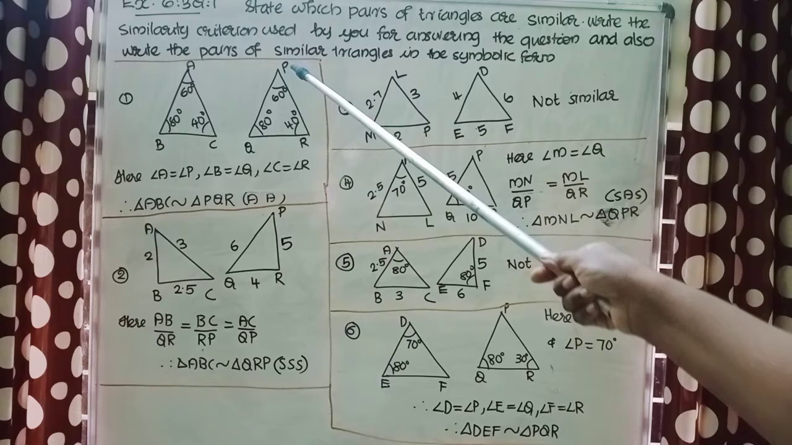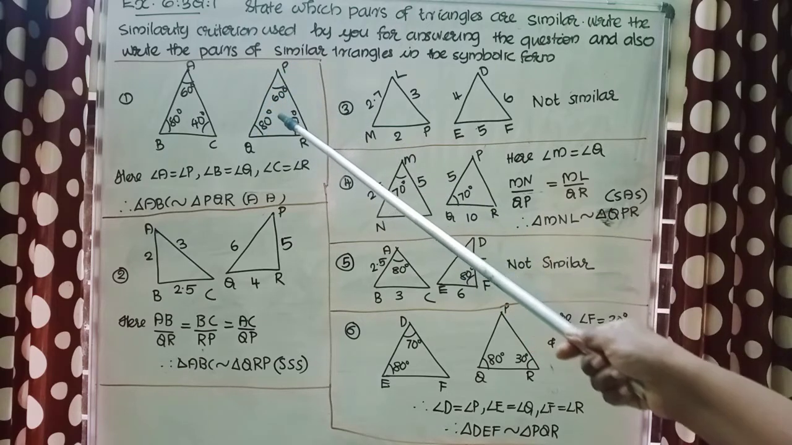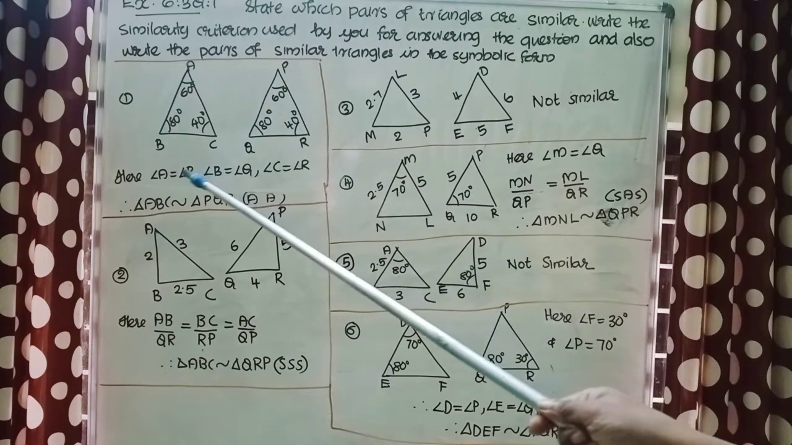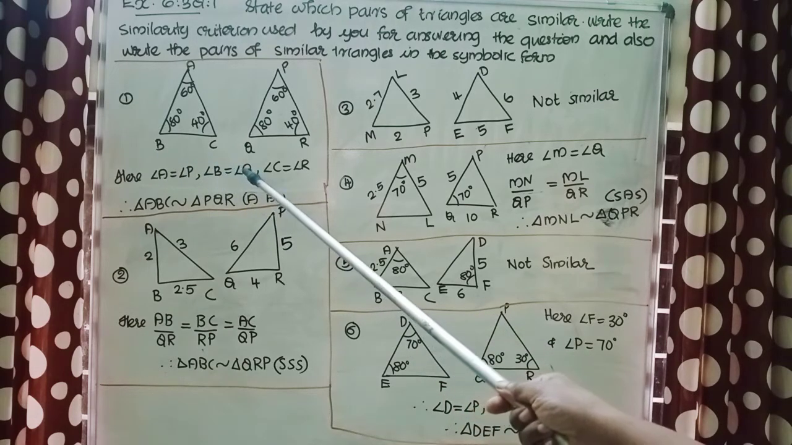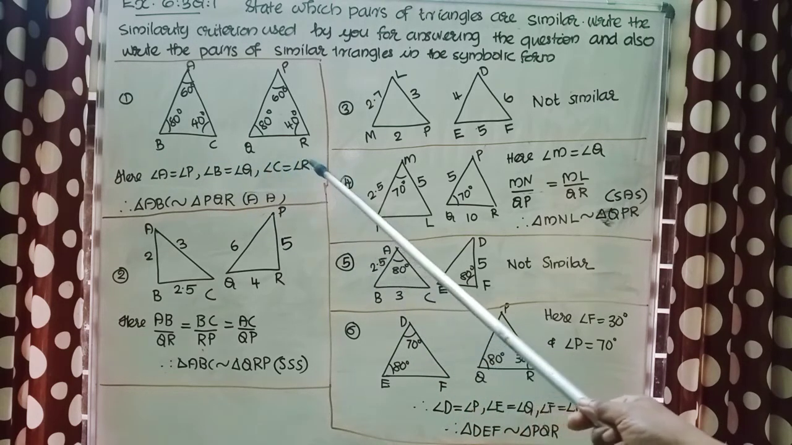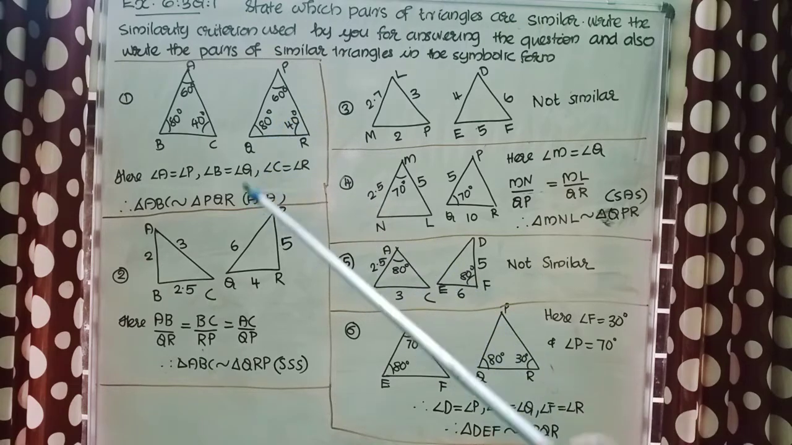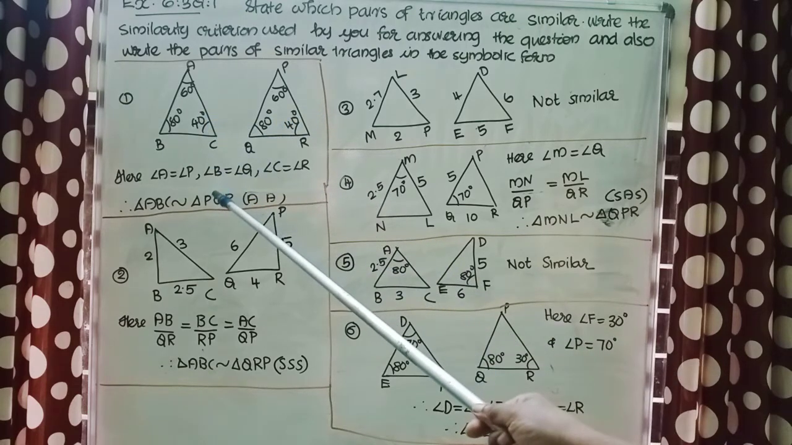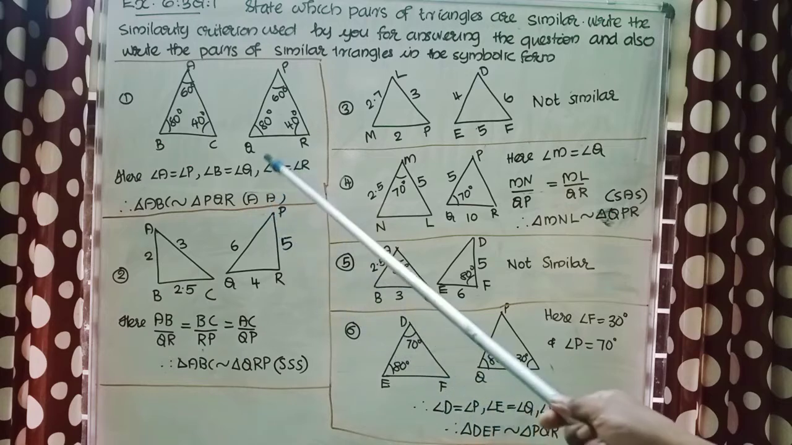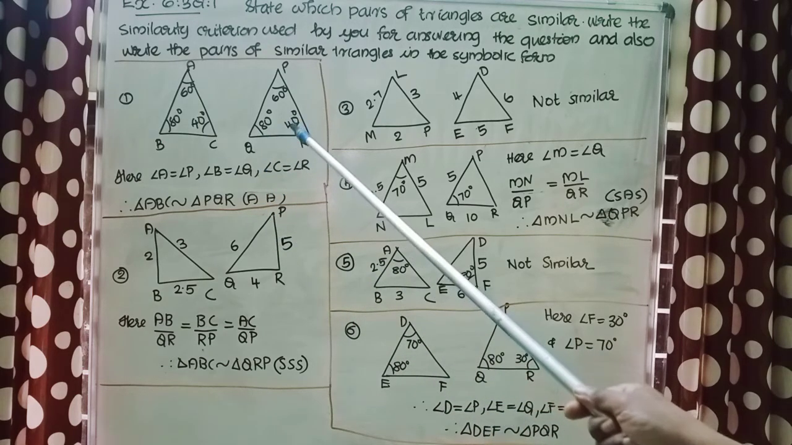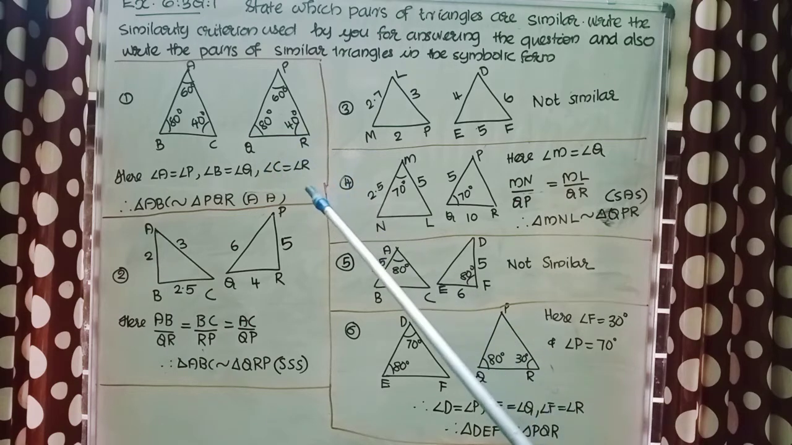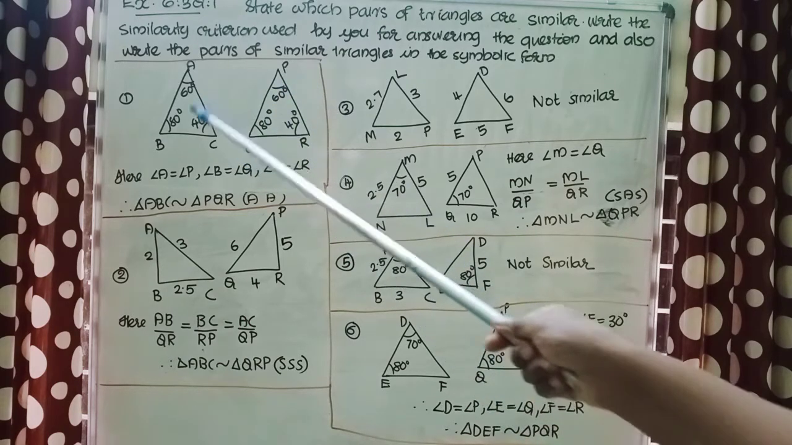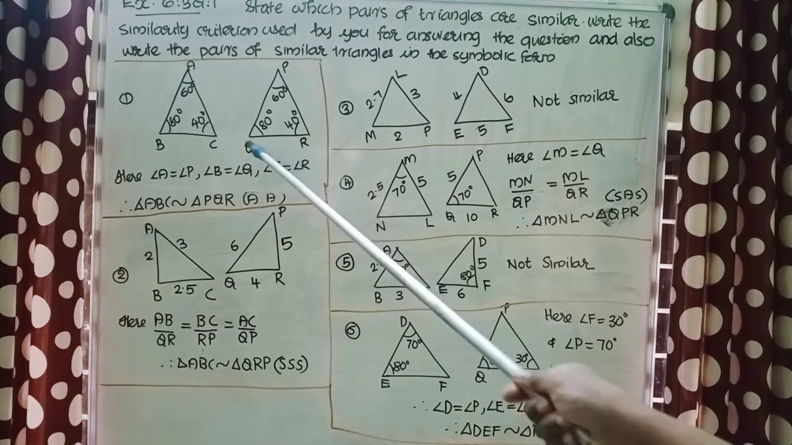Here angle P 60 degree, angle Q 80 degree and angle R 40 degree. We can see angle A equal to angle P, angle B equal to angle Q and angle C equal to angle R. So we can say triangle ABC is similar to triangle PQR by AAA similarity criterion or simply AA similarity criterion. Remember, always you follow the order.